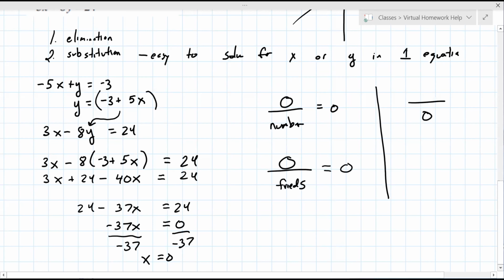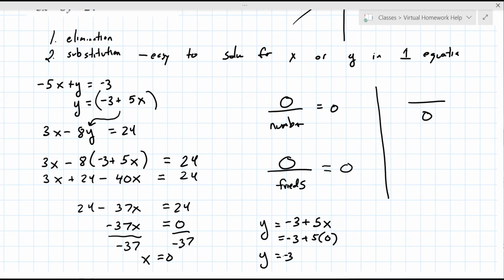Since we found that x is 0, we can substitute 0 back into the equation that we solved for y. We know that y is -3 plus 5x. If we substitute in 0 for x, we see that y is -3. We can verify that this is correct by substituting it into both equations and making sure that it is true. And that is definitely the case here.